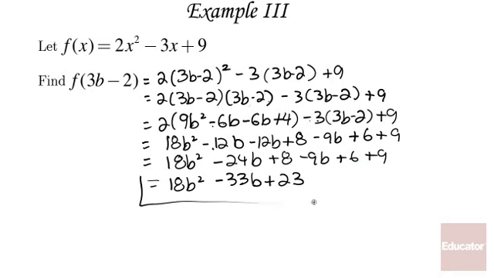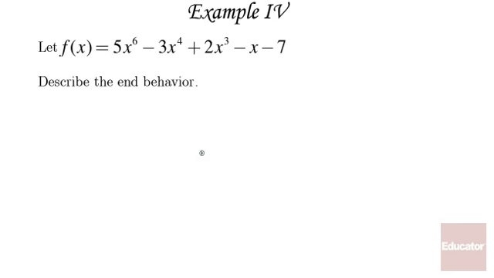Okay, so evaluating this function for 3b minus 2 gives this result. Simply substituting in 3b minus 2 for all the x's, using the distributive property, and then simplifying by adding like terms. Okay, in example 4, we're given this polynomial function and asked to describe the end behavior.